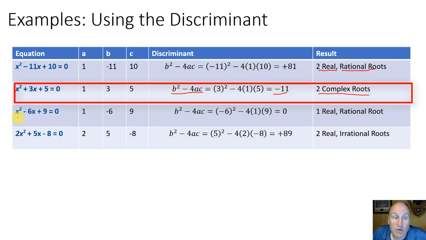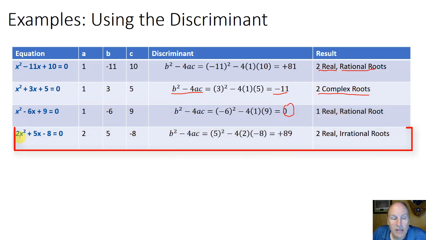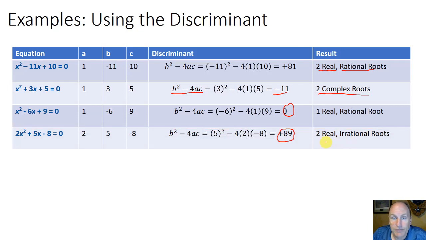In the case of x squared minus 6x plus 9, a is 1, b is negative 6, c is 9. The discriminant, b squared minus 4ac, is equal to 0. And that's the case where it intercepts the x-axis at the vertex. So we have one real rational root. In the case of 2x squared plus 5x minus 8 equals 0, a is 2, b is 5, c is negative 8. We get positive 89. It's a positive number, but it's not a perfect square. We have two real irrational roots, and those are the four possibilities with the discriminant.